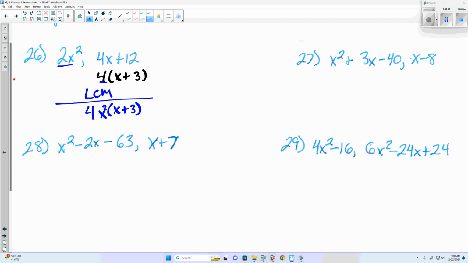So to get 2x squared to become our 4, we multiply it by 2. To get the 4 to get there, we multiply it by x squared. Does that make sense? Yep. And that's all the time we have.